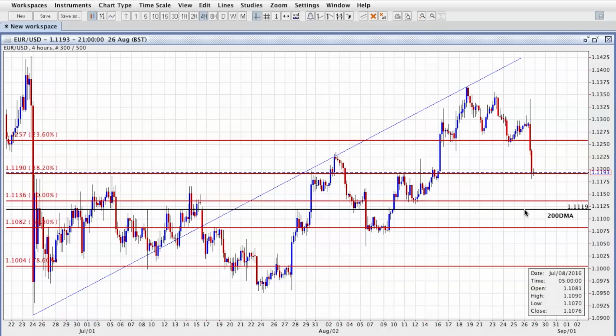And of course if we have a look at other areas of support on the euro dollar, we have that crucial area that I've mentioned before, the 1.1066. Once we're underneath the 200-day and underneath that 1.1066, then the euro may start to turn bearish here. But of course it's early days, and we'll see what happens with the non-farm payrolls on Friday.